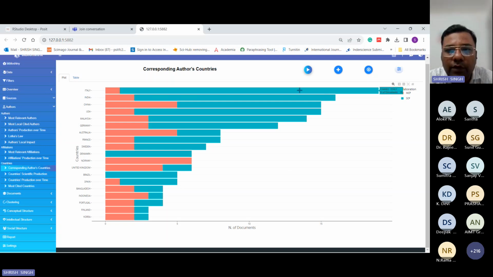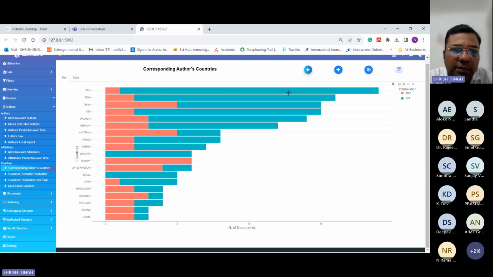So what are these red and green or blue colors mentioning? This pink color is mentioning that it is MCP. MCP means multiple author, and SCP means single author, right? So Italy has the maximum number of documents in terms of single author, right? After that, there is India. India is on the second position in corresponding authors' countries, and there are a total of 14 publications. So these multiple and single author labels mention whether it is written by a single author, or in collaboration.